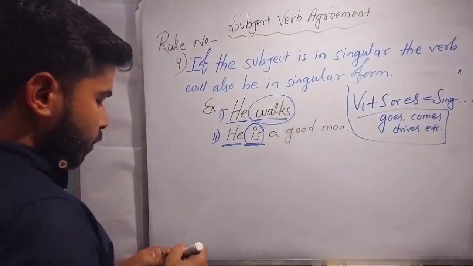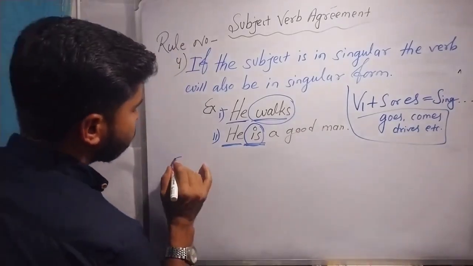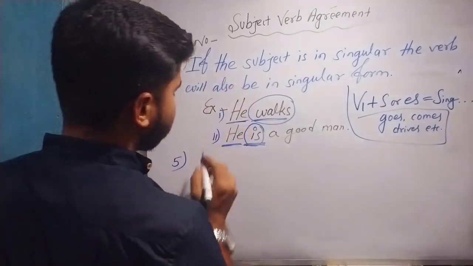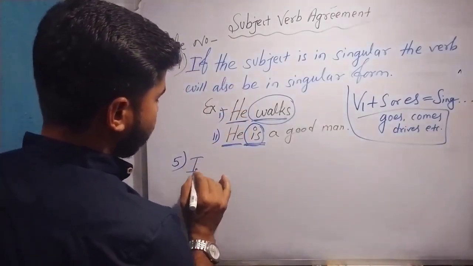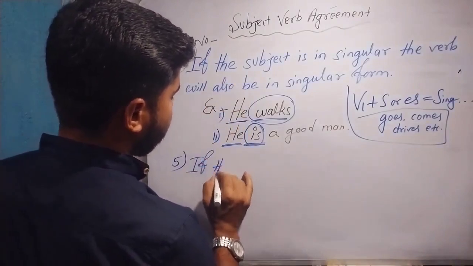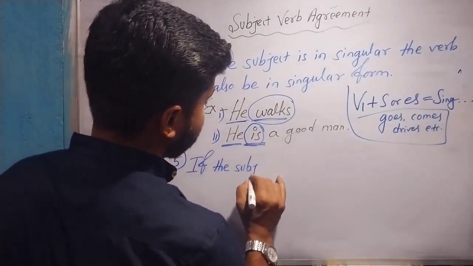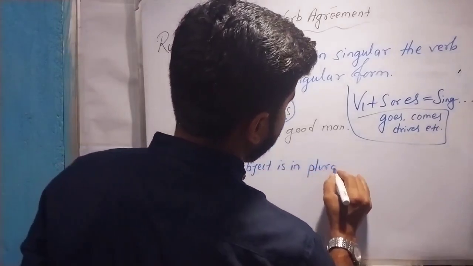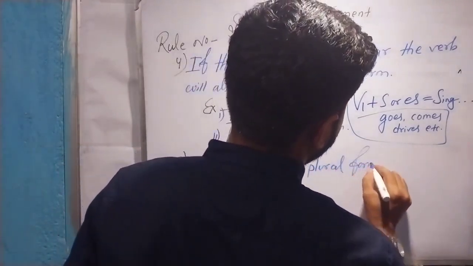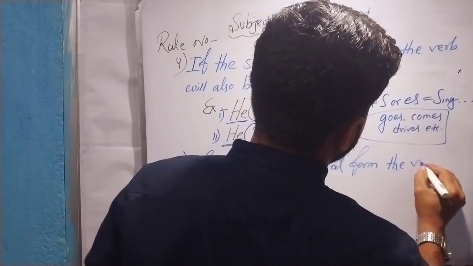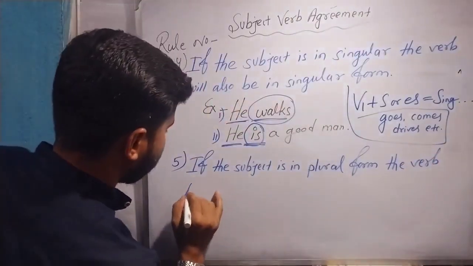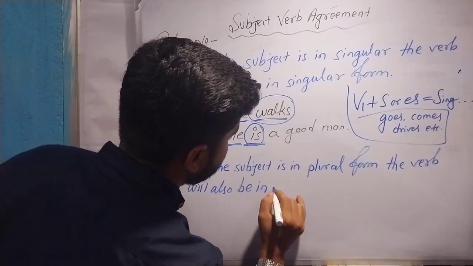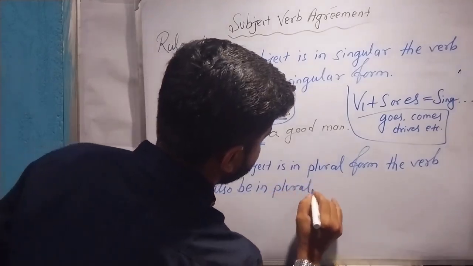In the fifth rule, I can include the opposite of the fourth one, that is, if the subject is in plural form, the verb will also be in plural form.